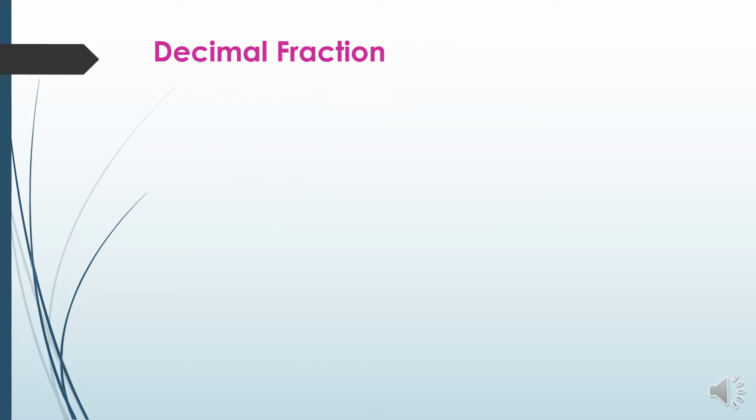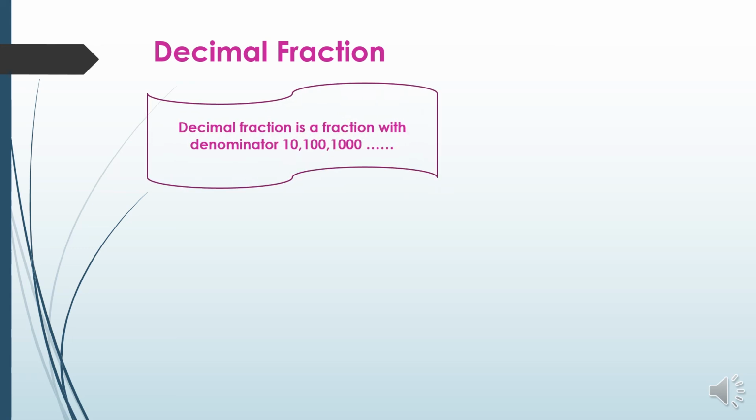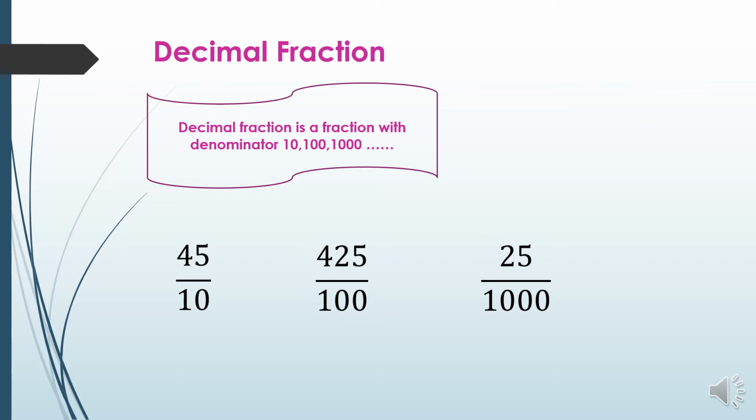Decimal fraction. What is a decimal fraction? A decimal fraction is a fraction with denominator 10, 100, 1000, 10,000, 100,000, and so on. Example, 45 over 10 is a decimal fraction because the denominator is 10. 25 over 1000 is a decimal fraction because the denominator here is 1000. 425 over 100 is a decimal fraction because the denominator is 100.